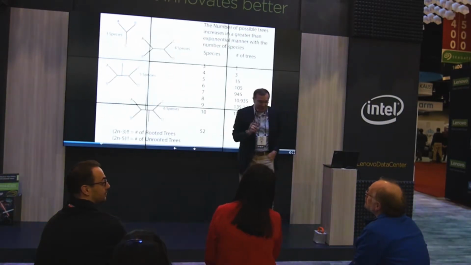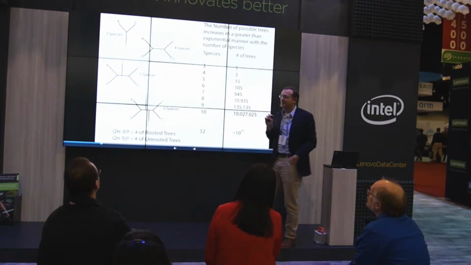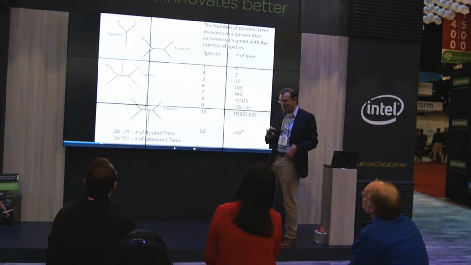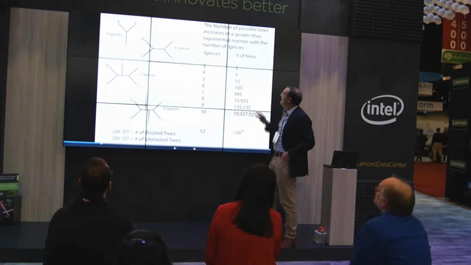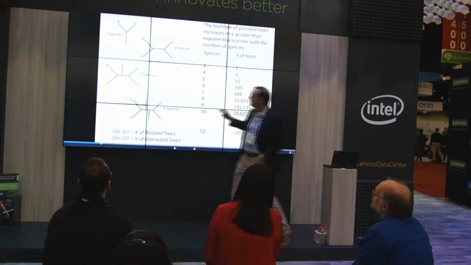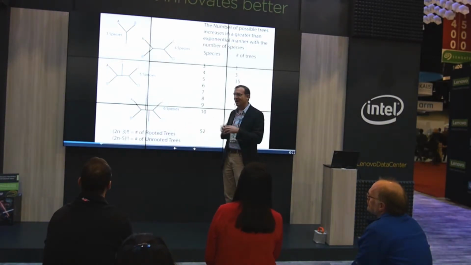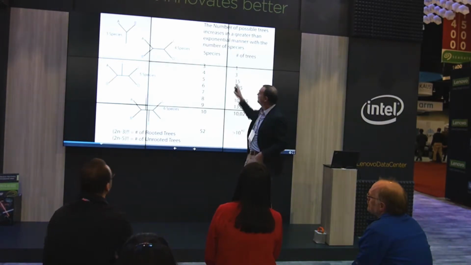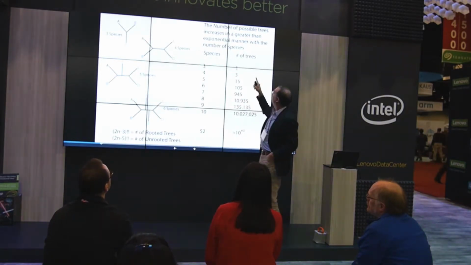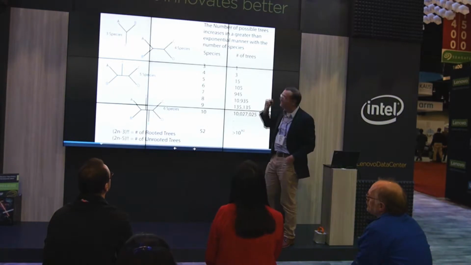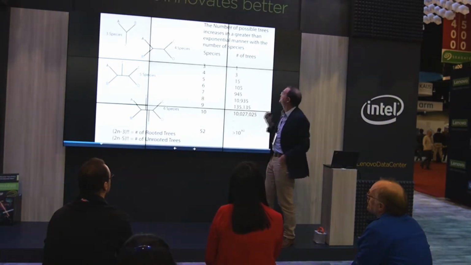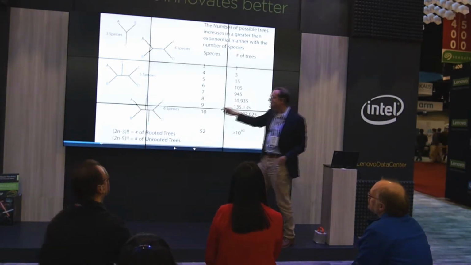Phylogenetic reconstruction from a computational perspective is not at all trivial. To decide what the best tree is or apply some optimality criterion, we have to search tree space. And the number of trees increases in a greater than exponential manner with the number of species that are on the tree.